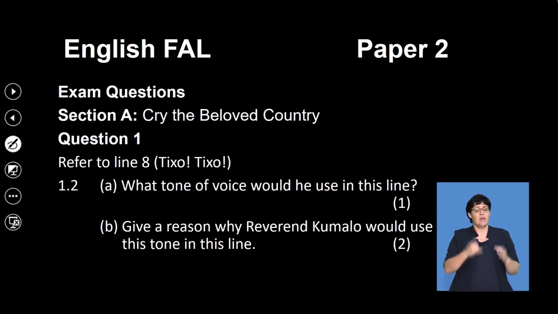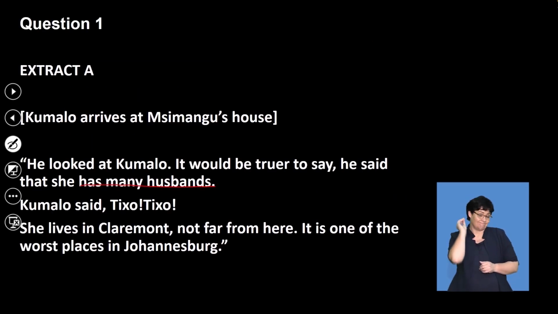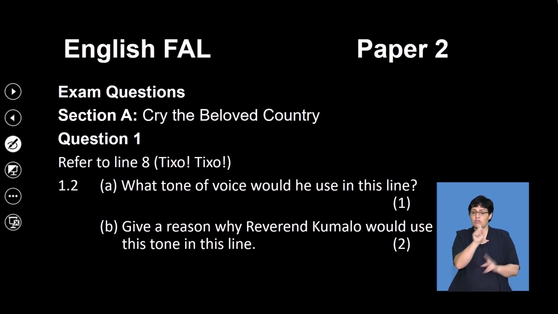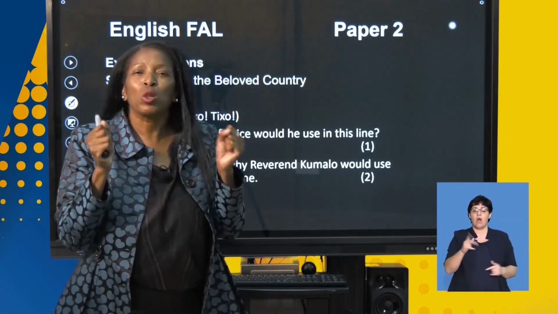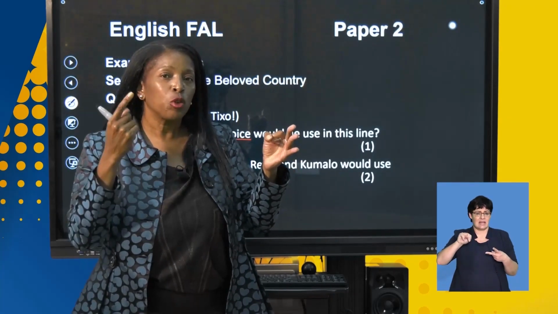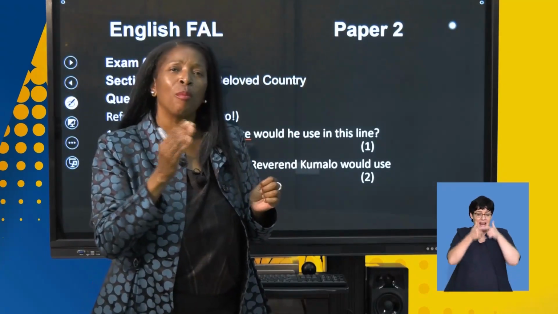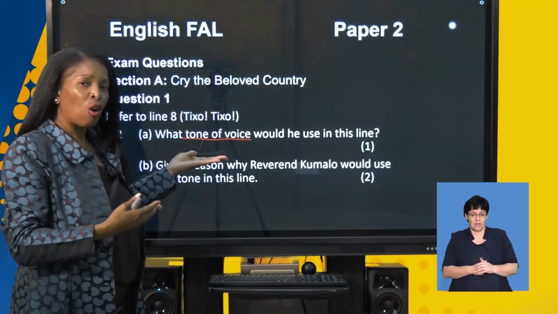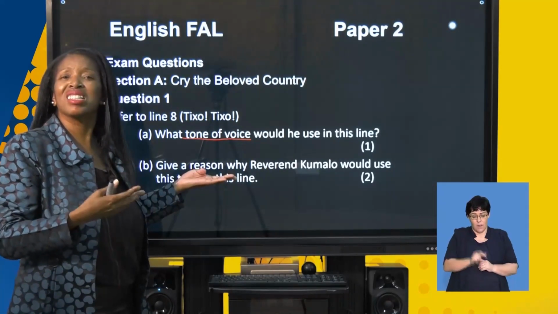Now, let us go into our question. Remember the extract. It says, he looked at Khumalo. It would be truer to say, he said that she has many husbands. Khumalo said, "Tixo, Tixo. She lives in Claremont, not far from here. It is one of the worst places in Johannesburg." So the question will be phrased like this. Refer to the line where Khumalo goes, "Tixo, Tixo." What tone of voice? Remember tone. You find it with diction, with syntax, with the writer's view, with the writer's language use, formal or informal. What tone of voice would the person use when saying these lines?